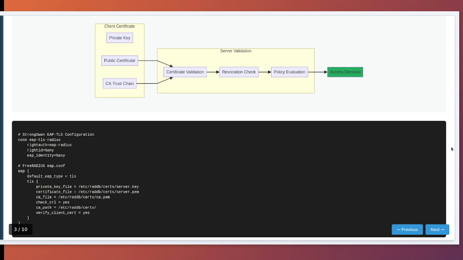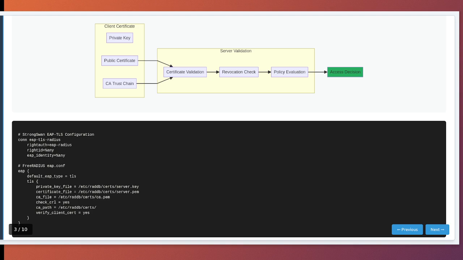Each client has a unique certificate, and you can implement hardware-based certificate storage using TPM chips or smart cards for even greater security. In practice, I've deployed EAP-TLS for financial institutions and government agencies where security is paramount. One bank I worked with issued certificates on smart cards to all employees. Even if an employee's laptop was stolen, the VPN credentials were useless without the physical smart card and PIN.